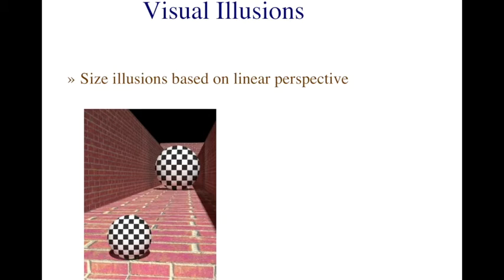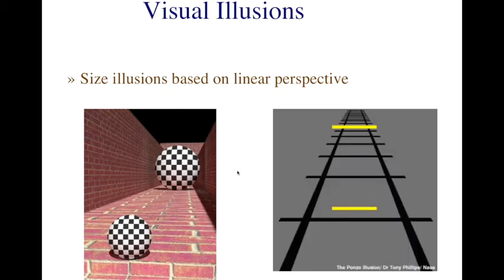Here we have lots of information in the stimulus suggesting distance. And so what the brain is determining is we have two balls that are exactly the same size. However, one of them is much further away than the other. Therefore, the one that's further away must be larger.